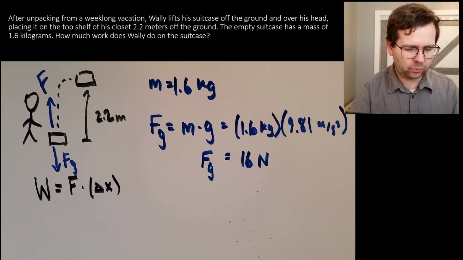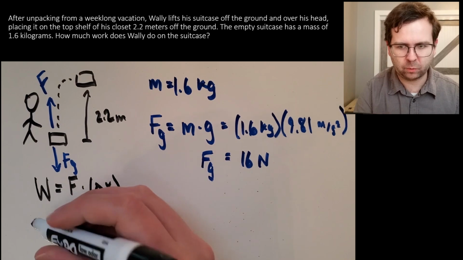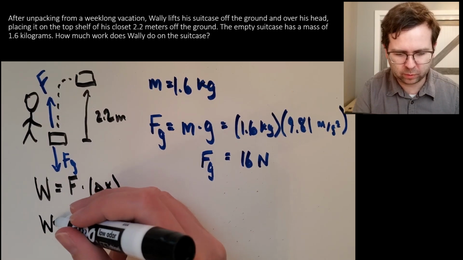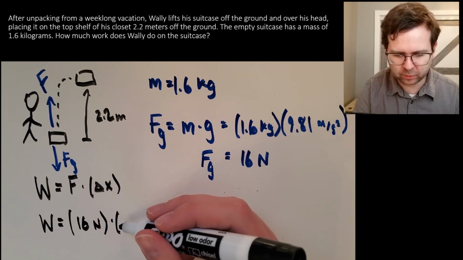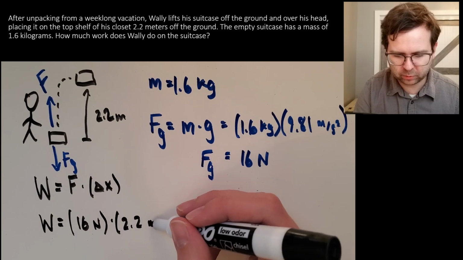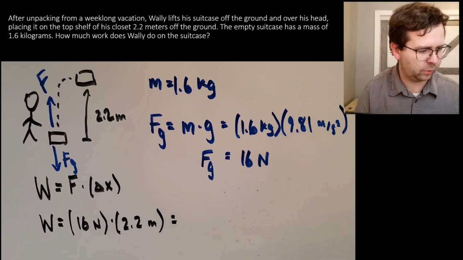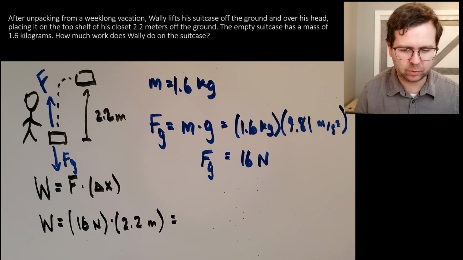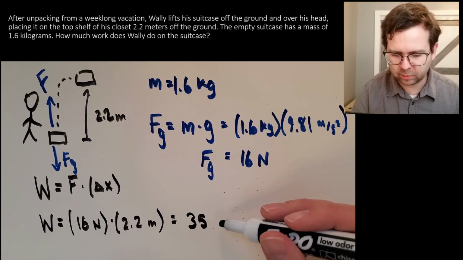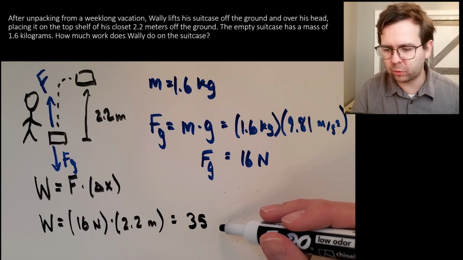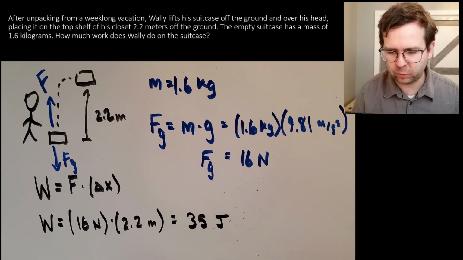And so now we know the force and we know the distance. We can find the work pretty simply. Work equals 16 newtons times the distance, 2.2 meters. Multiply those together. 16 times 2.2 is 35.2. We'll round that to 35. And it's newton meters, which we turn into joules.